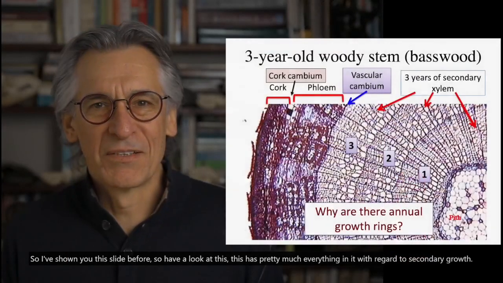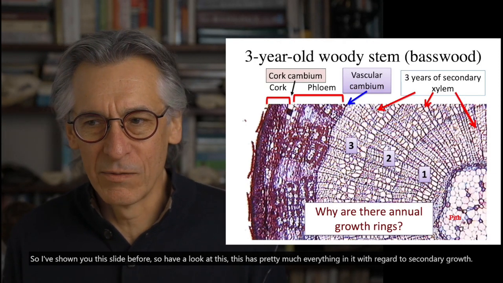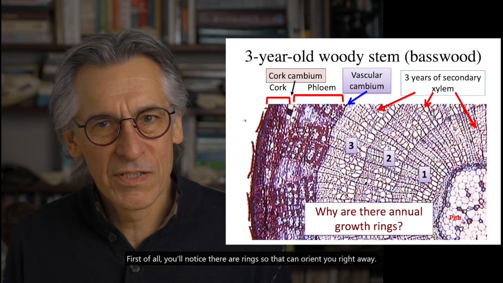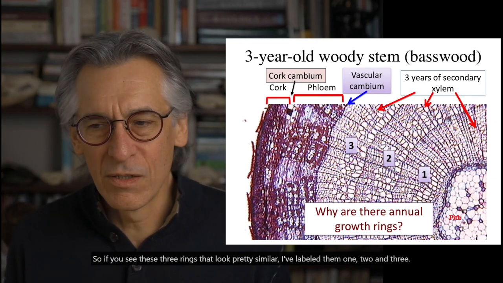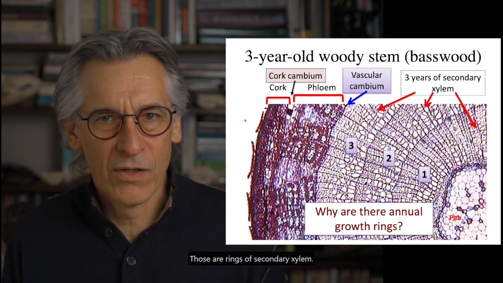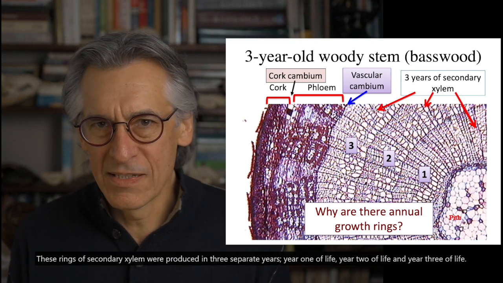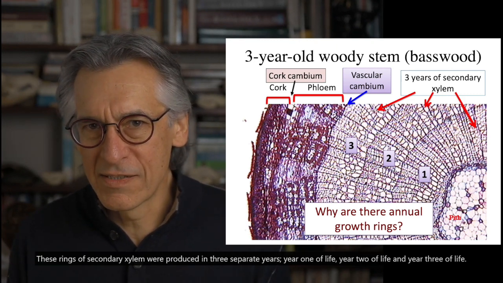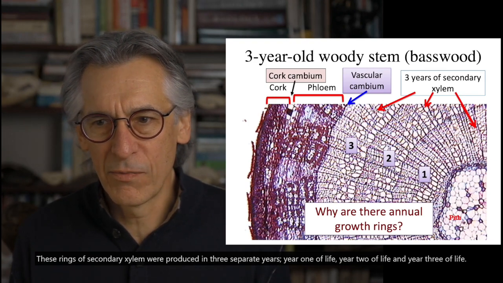So I've shown you this slide before. So have a look at this. This has pretty much everything in it with regard to secondary growth. First of all, you'll notice there are rings. So that can orient you right away. So if you see these three rings that look pretty similar, I've labeled them 1, 2, and 3. Those are rings of secondary xylem. These rings of secondary xylem were produced in 3 separate years. Year 1 of life, year 2 of life, and year 3 of life.